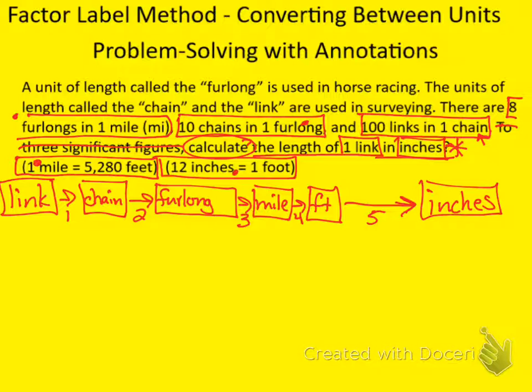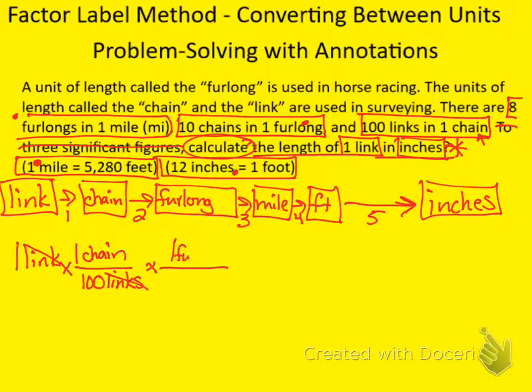So I'm going to start with my 1 link. Okay. Then I'm going to find my chain conversion. It says there is 1 chain for 100 links. Notice I'm including my labels and showing all my work. Okay, that cancels out links. Then there is 1 furlong to 10 chains. That cancels out chains.